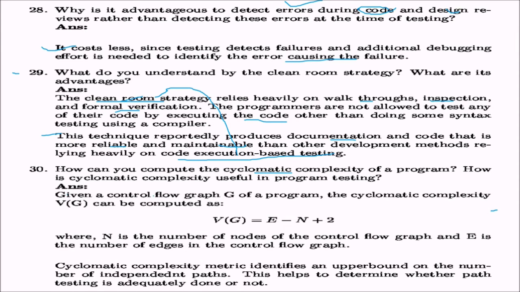How can you compute the cyclomatic complexity of a program? How is cyclomatic complexity useful in program testing? Now, this is a very important question always asked. If you are provided a control flow graph G, the cyclomatic complexity we can easily compute with a control flow graph with E minus N plus 2, or the number of predicates plus 1. The N is the nodes of the control flow graph and E are the edges in the control flow graph.